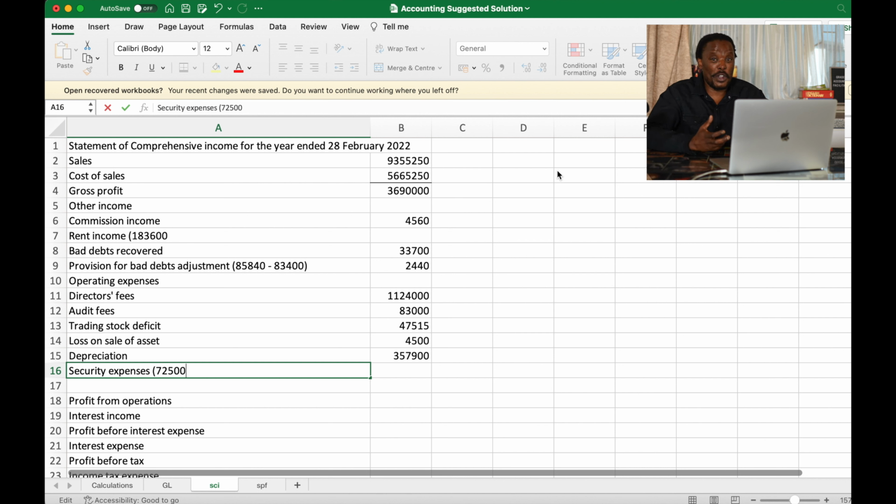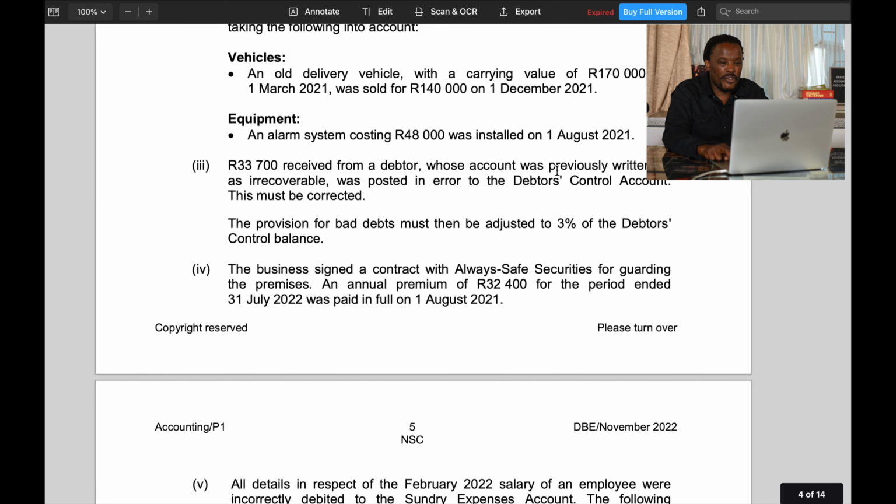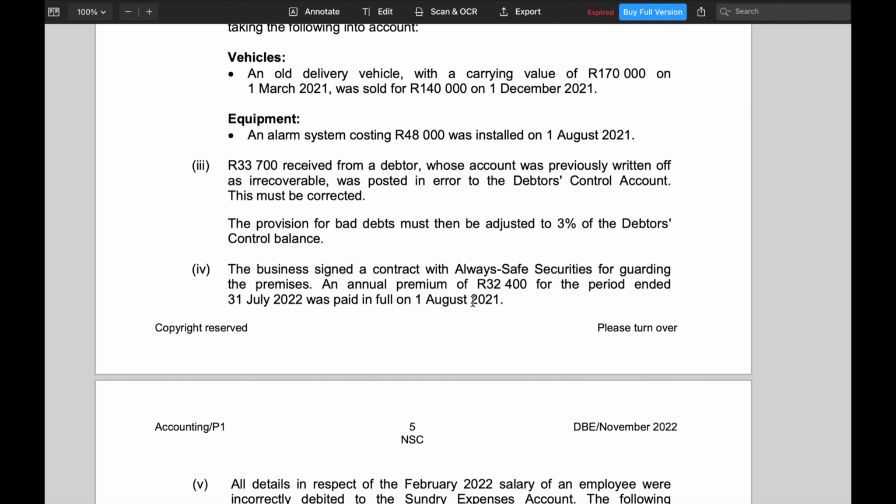Now it goes back to this concept of 12 months, to say you understand your 12 months. These guys paid this for annual. They paid 32,400 for the year, and the year in this case is from 1 August until 31 July 2022. We are not interested in 31 July 2022. What is our financial year end? It is 28 February. They paid this amount for the year, 32,400 divided by 12.